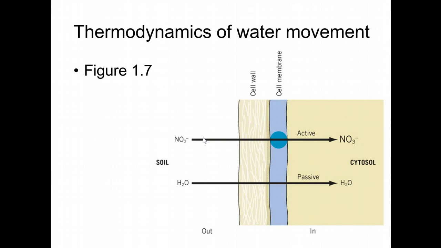So, let's say we have a nitrate that's moved into the cell by active transport. So every time a nitrate moves in, what does that do to the water potential of that cell? Goes down, becomes more negative.